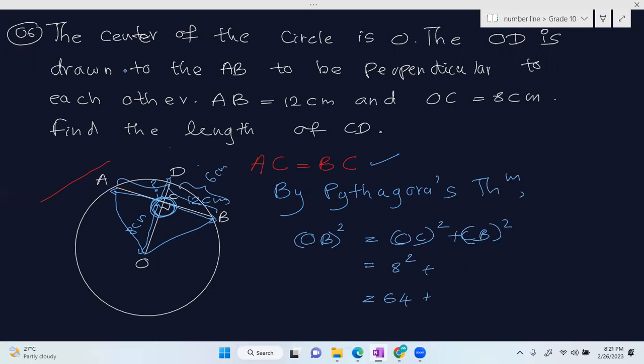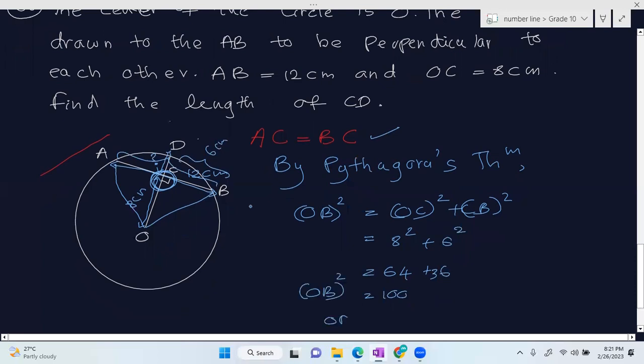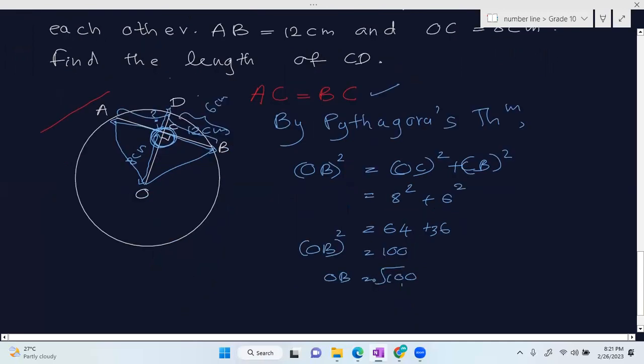Why is CB half of AB? Because OC bisects AB. Then it should be 6 squared, that means 36. Then 64 plus 36 is 100. Then this is OB squared. Then OB is equal to square root of 100. That means OB is equal to 10 centimeters.